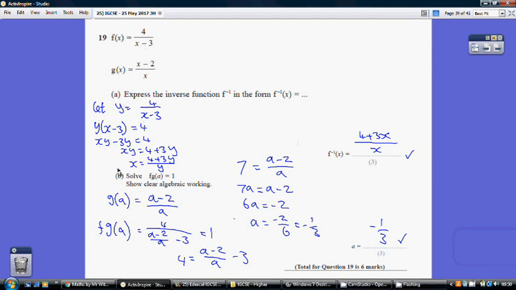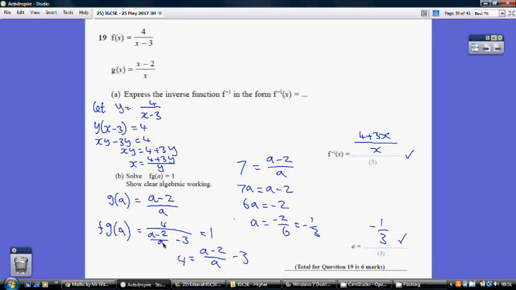Now for part B, we've got to solve fg of a equaling 1. Now be careful, the first thing you do is pop a into the g machine and then put that output into the f machine. So starting off by putting a into the g machine, I get a minus 2 over a, and then I take this and pop it into the f machine, so that's going to be 4 over a minus 2 over a, minus 3.